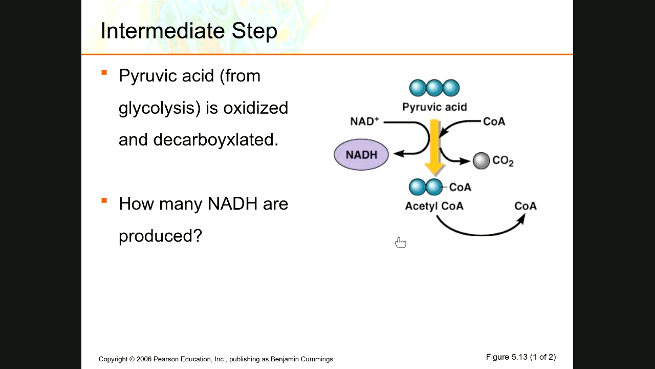Is it 2 because there's 2 pyruvic acid molecules? That is correct, right? So there are 2 pyruvic acids, so each one will go through and be decarboxylated to produce acetyl-CoA. So 2 NADHs are produced, as well as 2 CO2s get released. So now we're ready for the Krebs cycle.